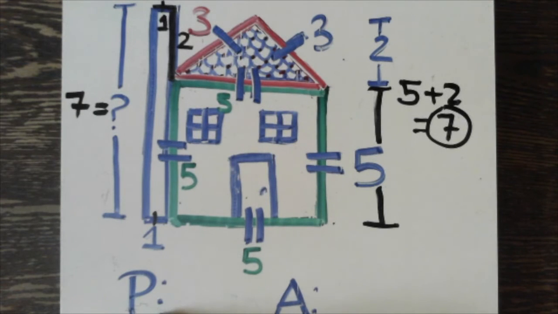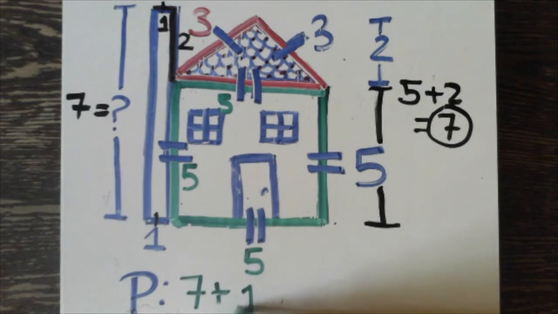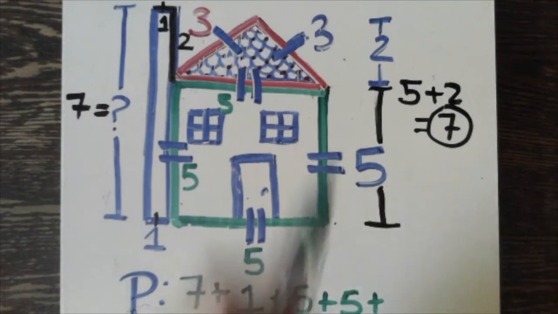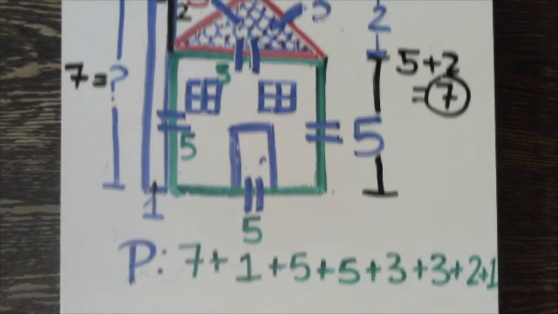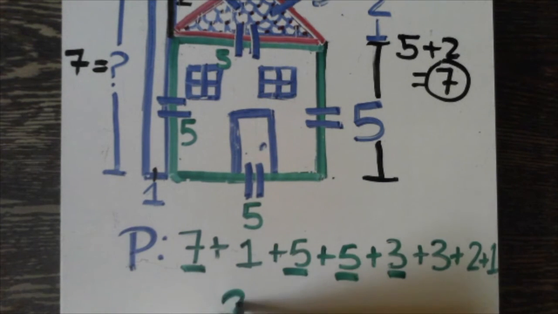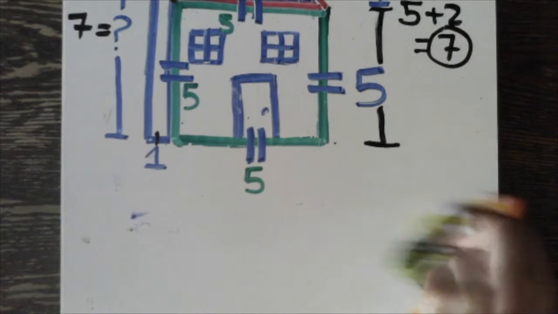I am going to erase my area just to have a little bit of space to add up all the sides. 7 plus 1 plus 5 plus 5 again plus 3 plus 3. Now that height counts on this side of the chimney plus 2 plus 1. Notice 7 plus 3 is equal to 10, 5 plus 5 is also 10, which gives me 20, and 1 plus 3 plus 2 plus 1 is 7. So my perimeter is a total of 27 units.